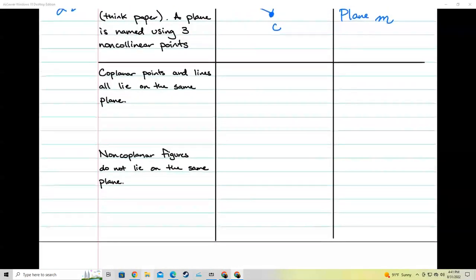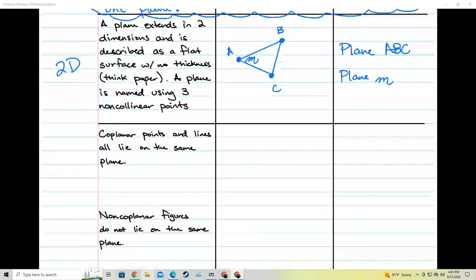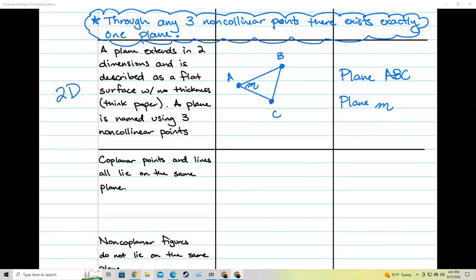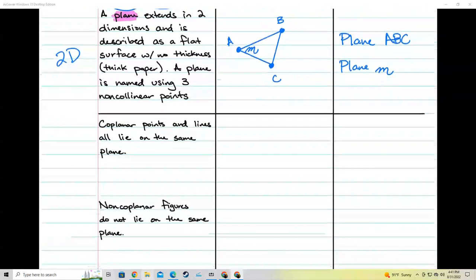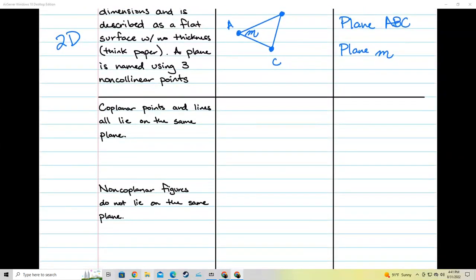And now we're going to go ahead and get into the big spot. Oh, I forgot again. We should be highlighting that vocabulary word. A plane is like a flat surface. All right. So it says coplanar points and lines all lie on the same plane. Non-coplanar figures do not lie on the same plane.